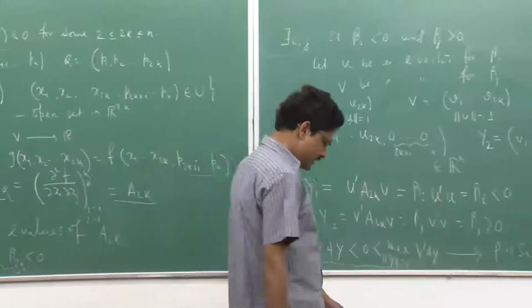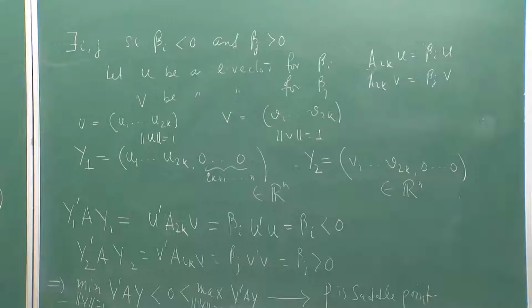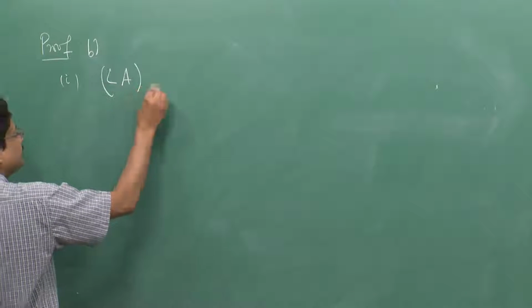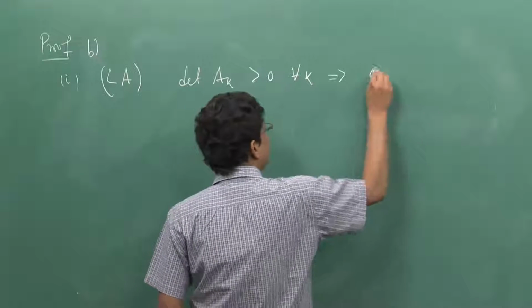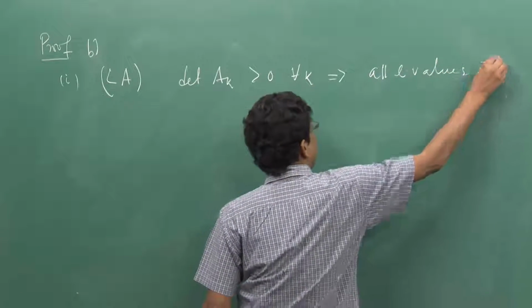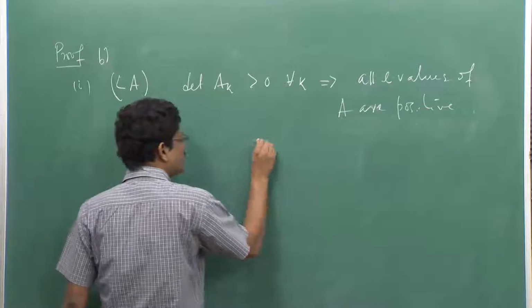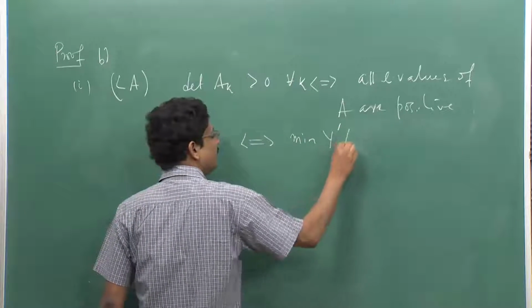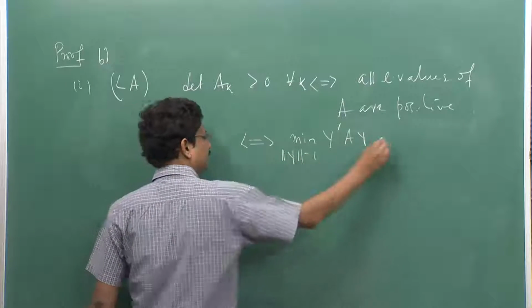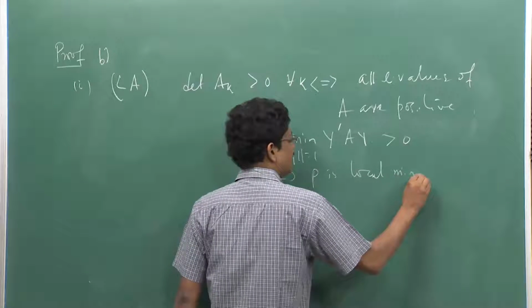Okay. That is the proof for the A part. B part 1 and 2 is very easy, that is direct from linear algebra. You can check it with your linear algebra notes that this is simple linear algebra. Determinant of A_k greater than 0 for all k implies all eigenvalues of A are positive. That is to say, this is if and only if the minimum of the eigenvalues is positive, this is if and only if P is a local minimum.